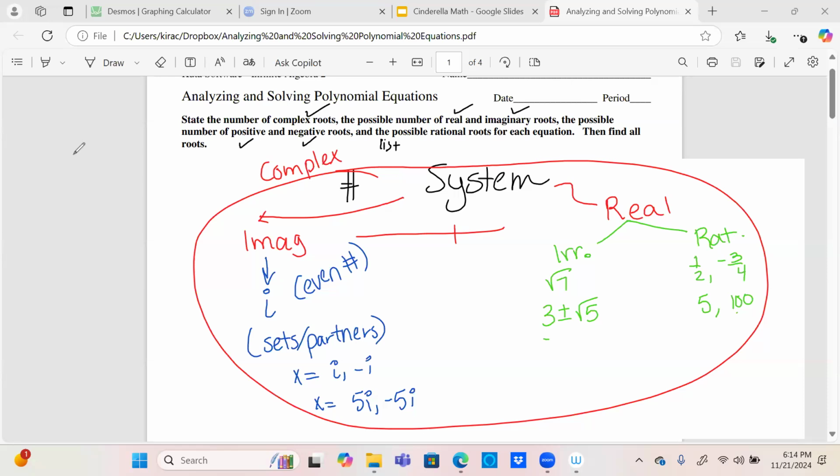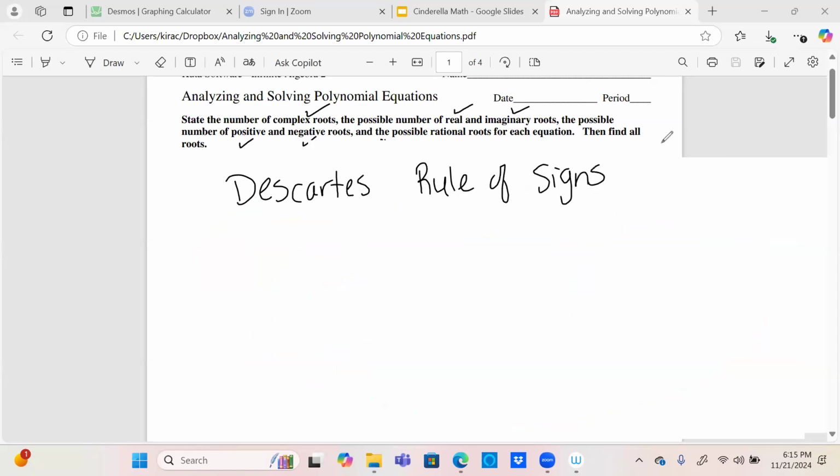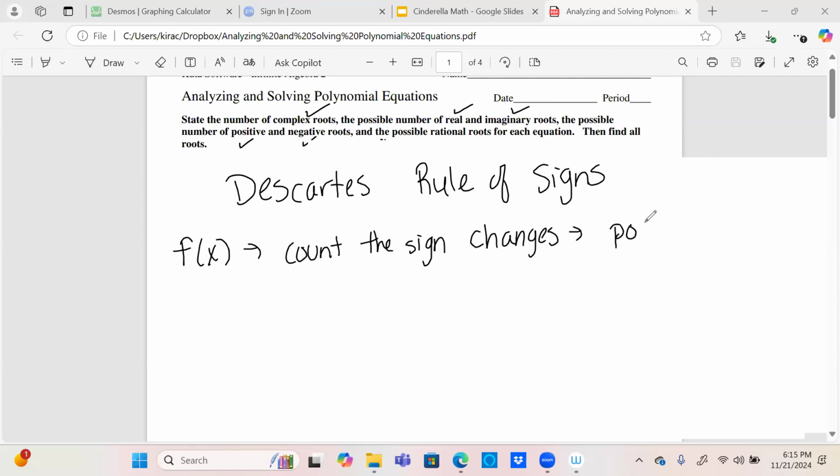Now I want to show you something called Descartes' rule of signs. So yes, this is René Descartes, a famous philosopher from back in the day. Descartes' rule of signs. And again, if you already know this, just skip past. All right, if you take your function f of x and you count the sign changes, that is how many positive real answers or solutions you will have.